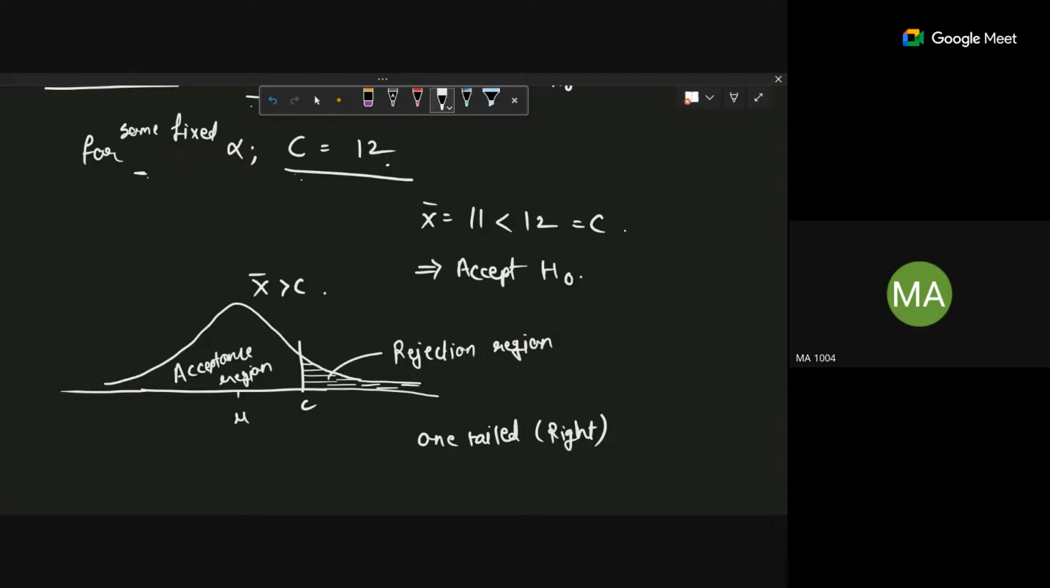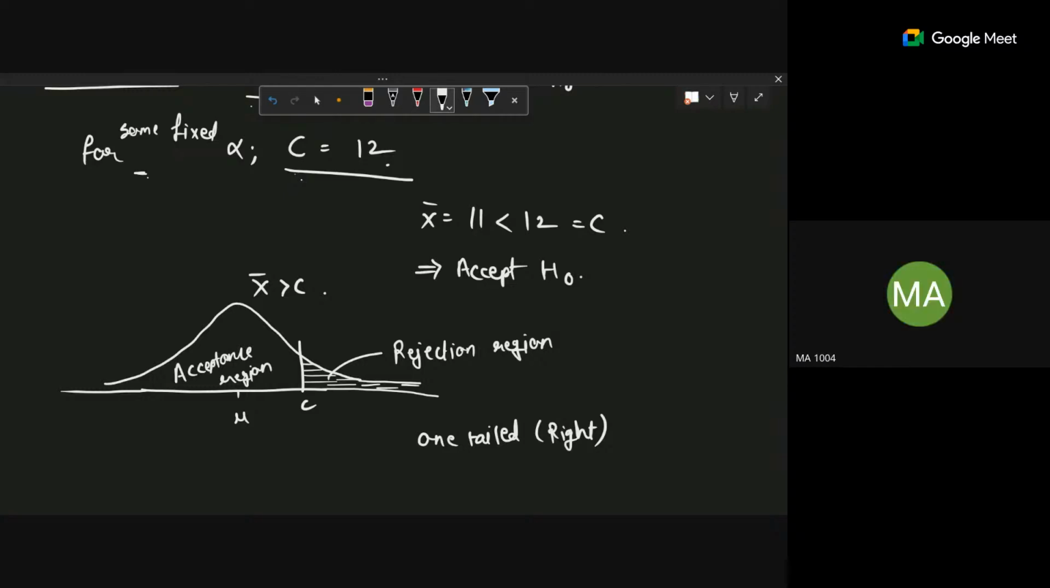Then one more thing, alpha comes into the picture. Whenever you have hypothesis testing, there is something we call alpha, the significance level. In this graphical part, where does alpha lie and what does it mean? The area of the shaded region is alpha.